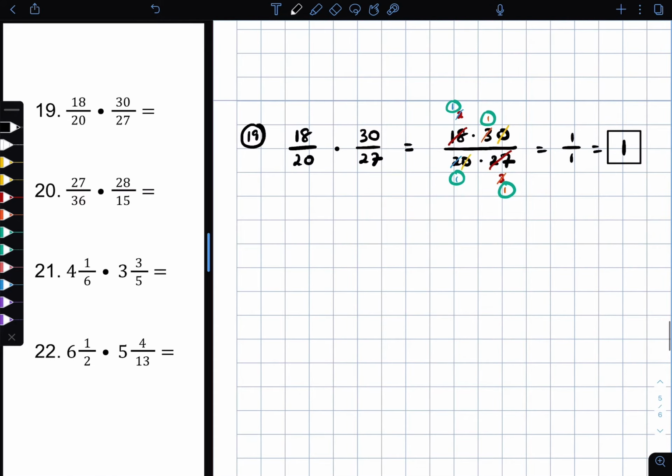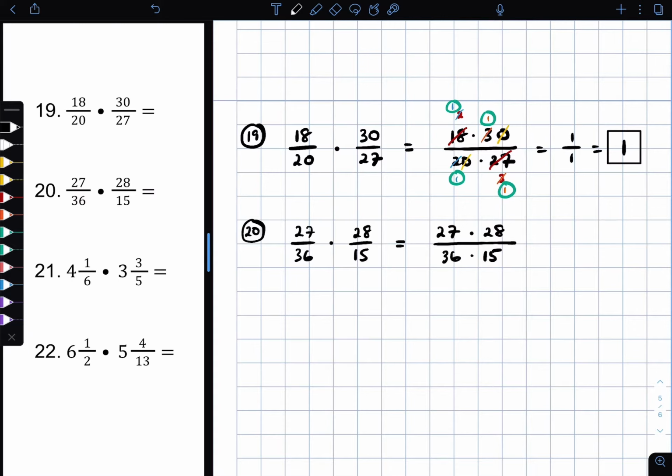Okay, so that's 19. Here's 20, which is going to be 27 over 36, and we're going to multiply that by 28 over 15. So we have 27 by 28, and then we have 36 by 15.